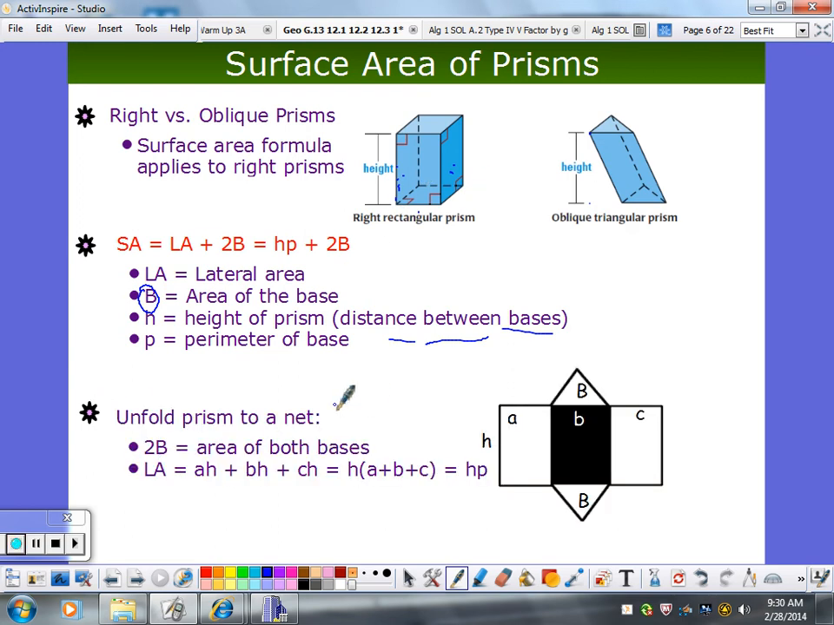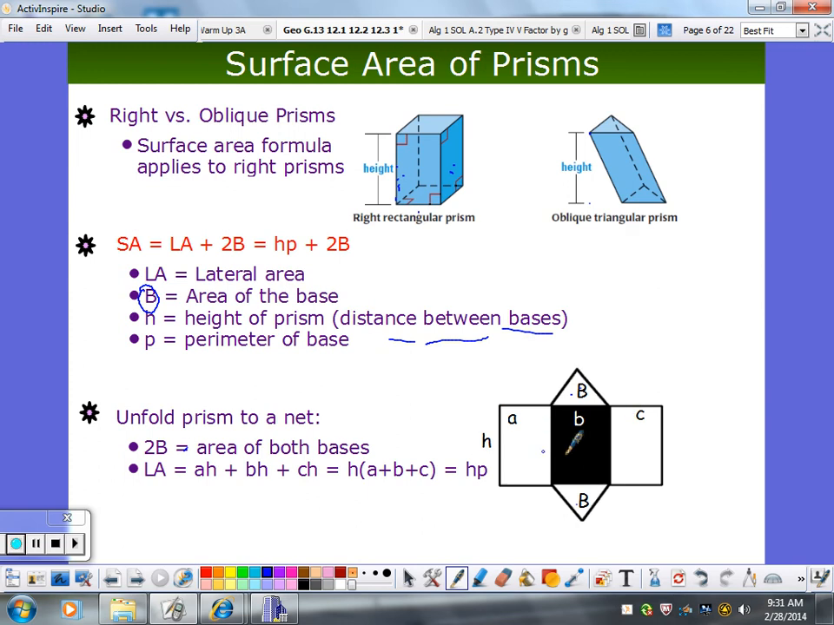To unfold a prism, I'm unfolding what looks like a triangular prism here, and I'm just looking at its net. So I want the area of this plus the area of that. I'm calling this area capital B. That's where 2B comes from. Just find the area of those triangles.